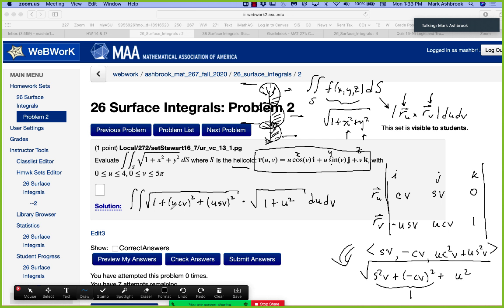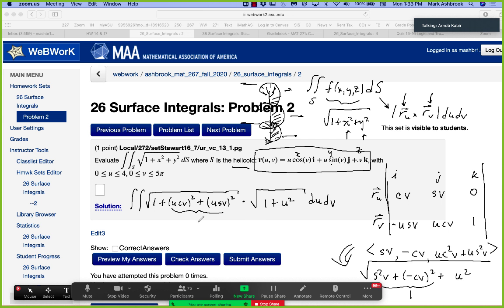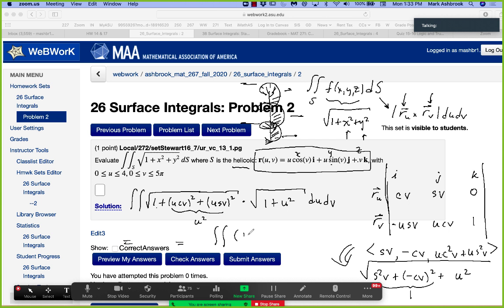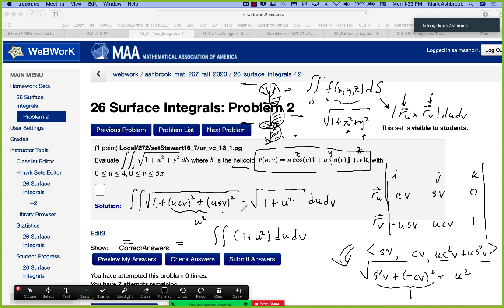So what is this? u squared. Also u squared. So we got the square root of 1 plus u squared times the square root of 1 plus u squared. What does that equal? Just 1 plus u squared, right? And then we just have to decide what the limits are. u goes from what to what? Tell us. And v goes from 0 to 5 pi.